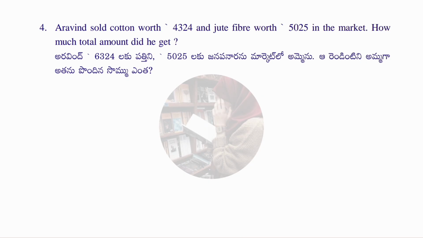Now we'll move to the next question, which is Arvind sold cotton worth 4324 and jute fiber worth 5025 in the market. How much total amount did he get? Actually, Arvind sold cotton and jute fiber in the market for some amount. Here the amount is given. Now we have to say, by selling both, how much amount did he get? Okay, let's see the answer.